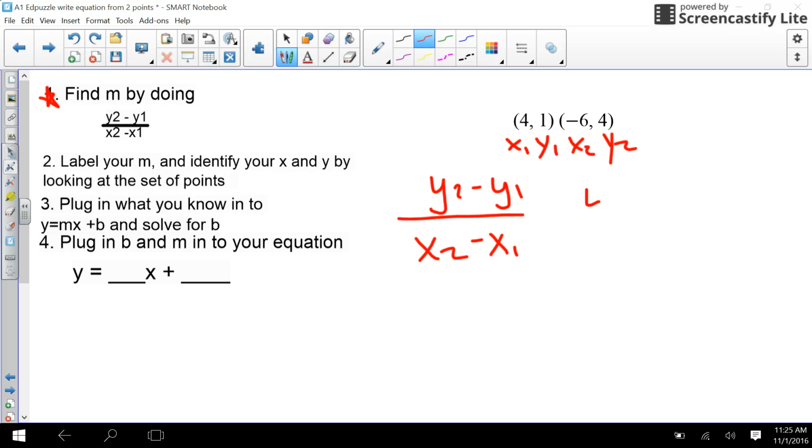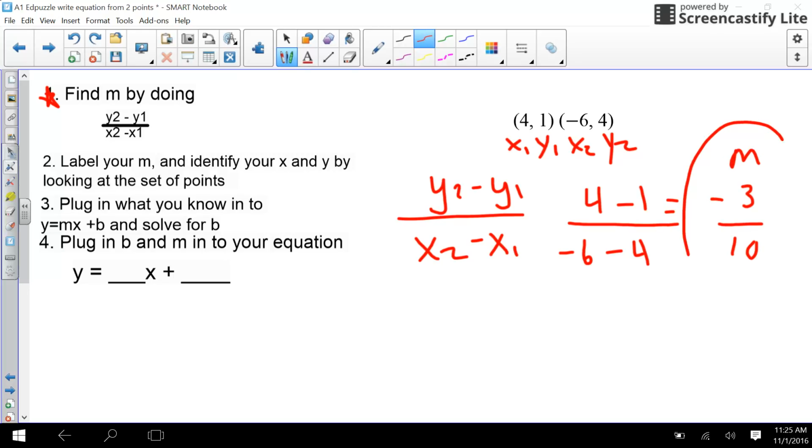So y2 is going to be 4 minus 1 over negative 6 minus 4. I'm going to use my calculator. Alpha y equals, enter, 4 minus 1 over negative 6 minus 4. And I get negative 3 over 10, and this is my m. Okay, so that was step 1.